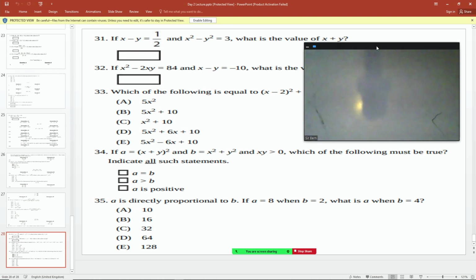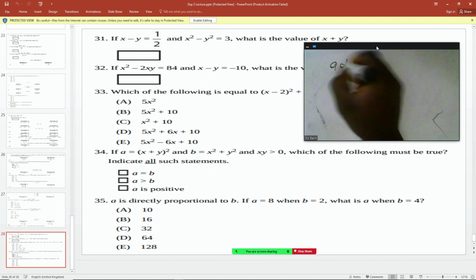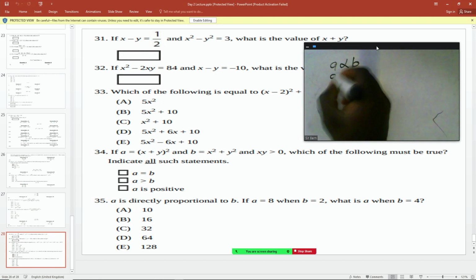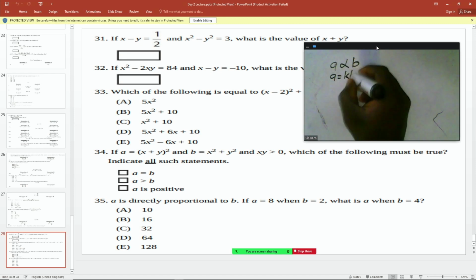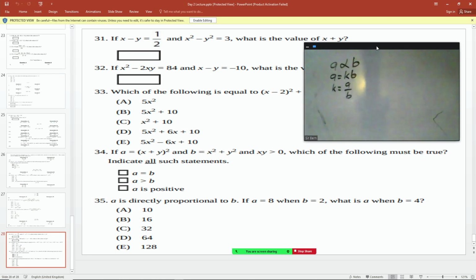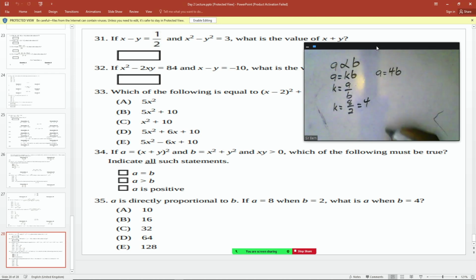Our last question says that A is directly proportional to B. So to remove the proportional sign, we bring in a constant. So A is equal to a constant times B. So it means the constant is equal to A over B. And they said that if A is 8, B is equal to 2. So our constant is what? 8 over 2. So our constant is 4. It means the proportion is A is equal to 4B.